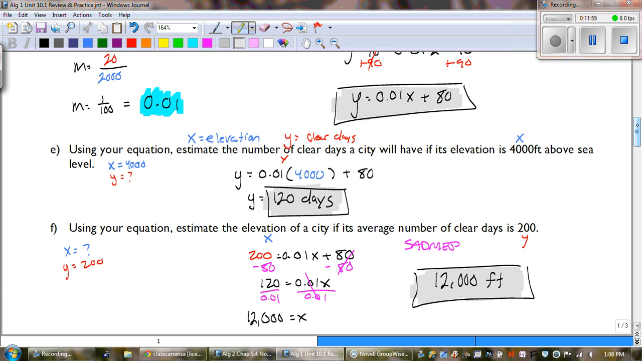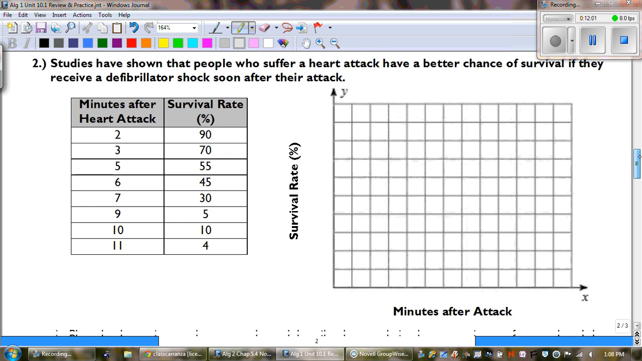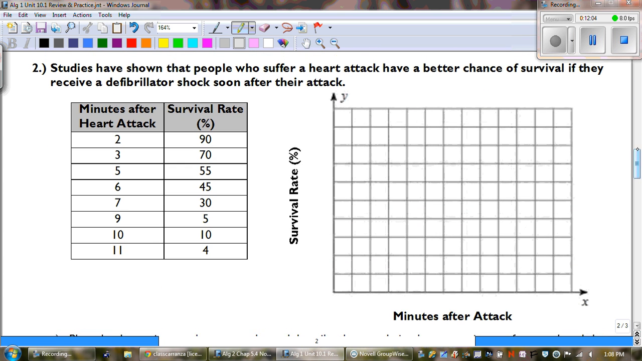Okay, let's flip it over. Let's go ahead and read that together. It says studies have shown that people who suffer a heart attack have a better chance of survival if they receive a defibrillator shock soon after their attack. What's a defibrillator? Have you guys ever seen the movies where they're in an ambulance and they're rubbing those metal things together and they go clear, and then they shock you? That's what they're talking about here.